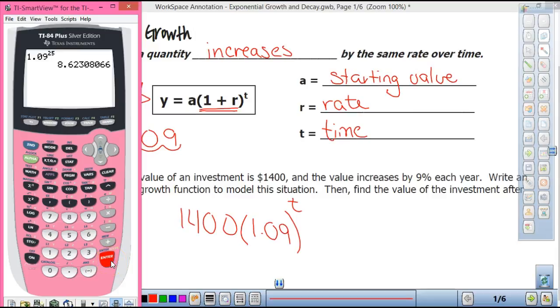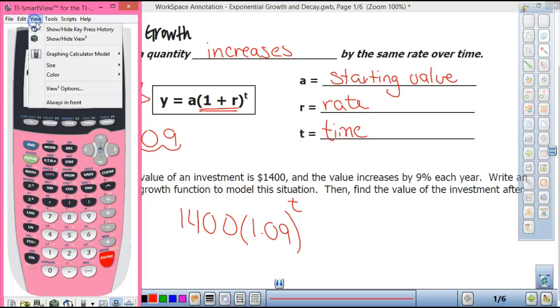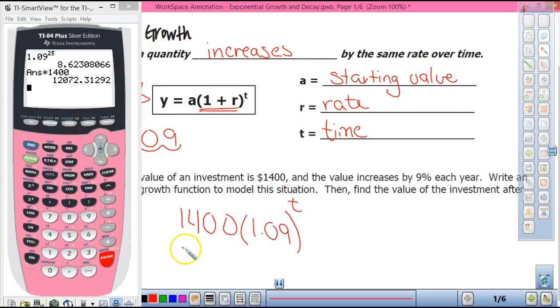And then you have to multiply it by your starting value. So you're going to take that times 1,400 and hit enter. Okay. Then you've got to think, what am I talking about? In this case, I'm talking money, right? So if I'm talking money, I should be rounding to the nearest hundredth. Yeah, because that's going to be my cents, right? So in this case, I'm going to label it with money. I have $12,072.31.